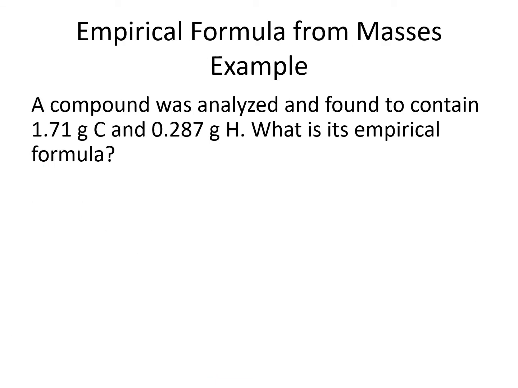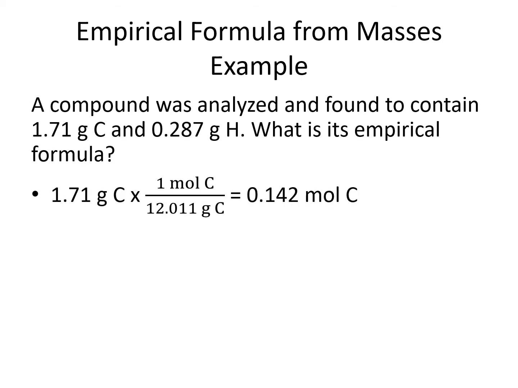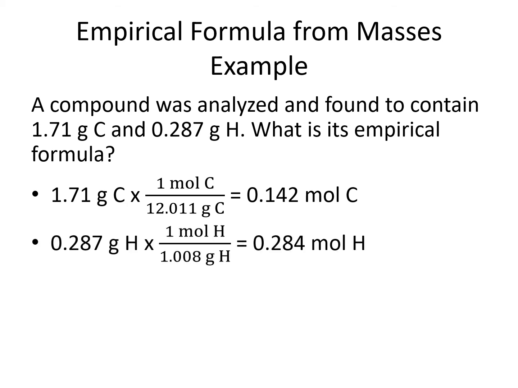Here's an example of calculating an empirical formula based on some masses. Someone found in the lab that they had 1.71 grams of carbon and 0.287 grams of hydrogen in their sample. We want to use those masses to find the empirical formula. First, we're going to take our grams and convert them into moles. We take our 1.71 grams of carbon and divide by the molar mass of carbon, which is 12.011, and get 0.142 moles of carbon. Then we take our 0.287 grams of hydrogen and divide by the molar mass of hydrogen, which is 1.008, and get 0.284 moles of hydrogen.